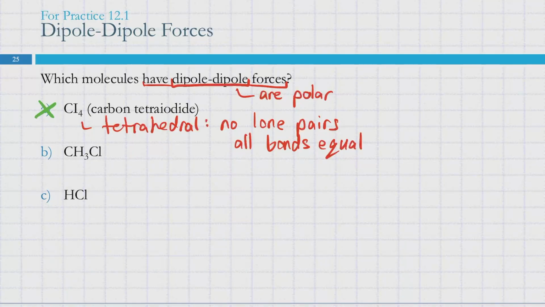Our next one, we've got a similar idea. We also have no lone pairs. We're going to have carbon as our central atom. But our bonds are not all equal.